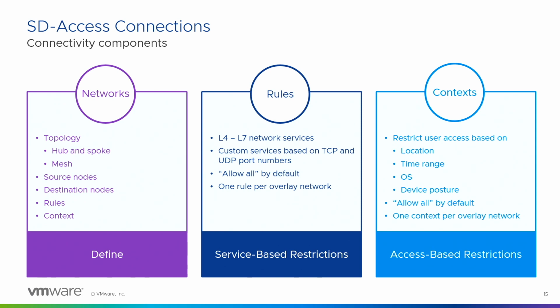The rules and context are different types of restrictions that you can apply for every user to be able to access the resources on a network basis. The rules can be used to configure layer 4 to layer 7 network services. Within the orchestrator, we provide some predefined services and predefined custom services, and if you want to create your own custom services, you can define them based on TCP and UDP port numbers.